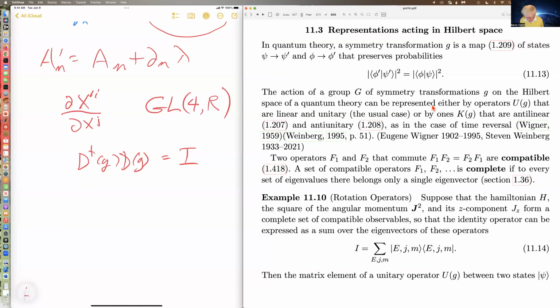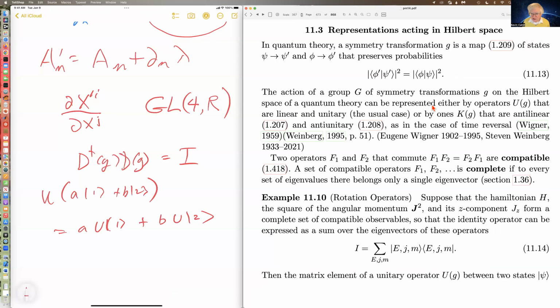Linear means that U of (A state 1 plus B state 2) is A U on state 1 plus B U on state 2. That's linear and unitary, or by ones that are anti-linear and anti-unitary. As far as I know, time reversal is the only case where the representation is antilinear and anti-unitary.